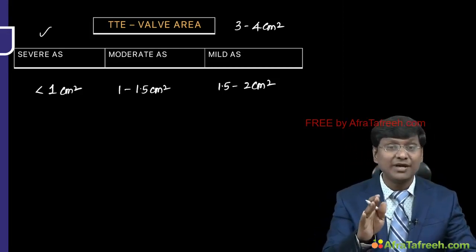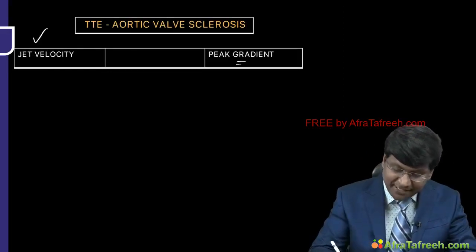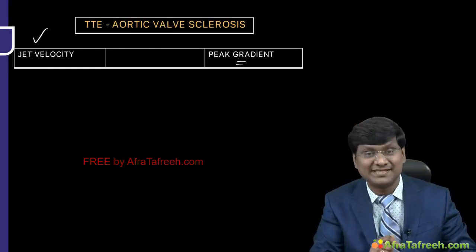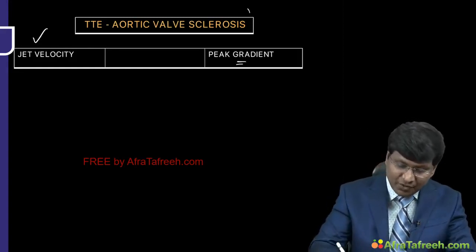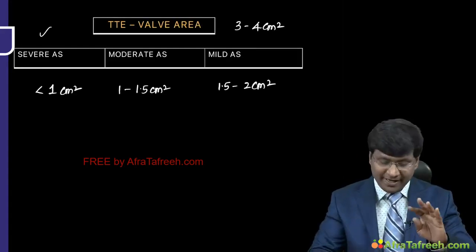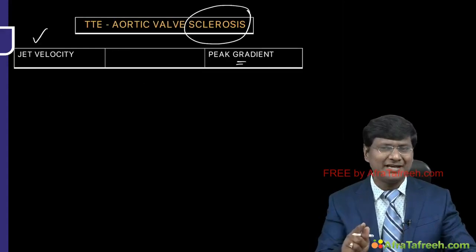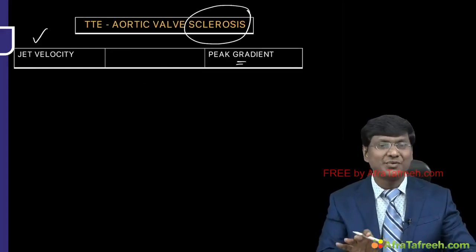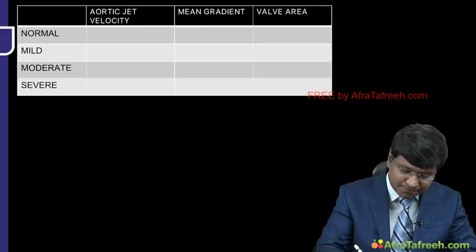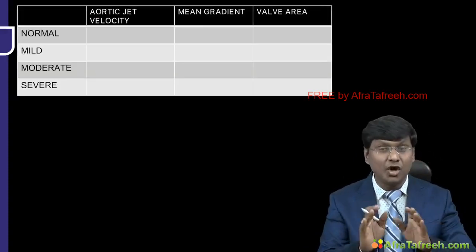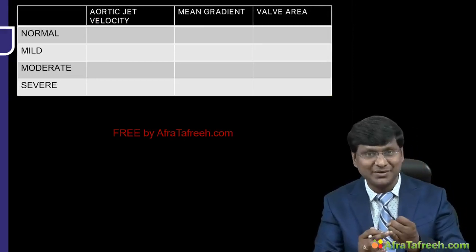Now, you will also be able to make out the jet velocity and the peak gradient by the transthoracic echocardiography. Like in case of aortic valve sclerosis, how much will be the aortic jet velocity and the peak gradient? Okay, so before going on to the aortic valve sclerosis parameters, let me first tell you the normal values in a normal aortic valve. What is a normal aortic jet velocity?